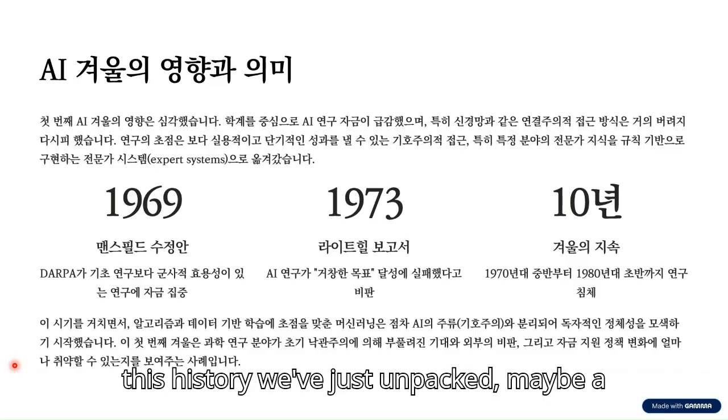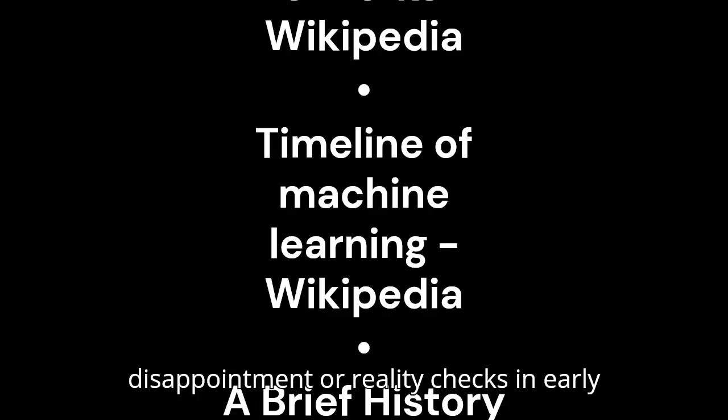So thinking about all this history we've just unpacked, maybe a final thought for you, the listener. Consider how those cycles of huge excitement followed by, well, disappointment or reality checks in early AI, how do they echo in the conversations we're having right now about AI's future? What can we learn from the ups and downs of those early pioneers as we navigate where intelligent machines are going next? It's definitely worth reflecting on, and we really encourage you to dig into the source materials if you want to explore this rich history even more.